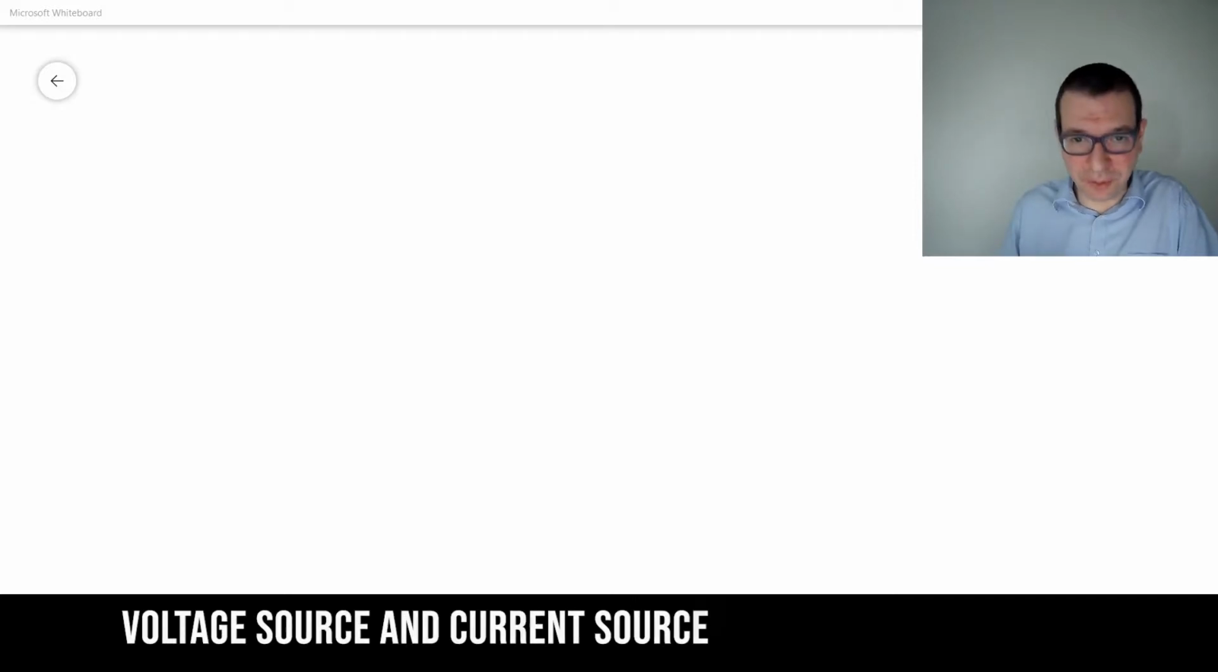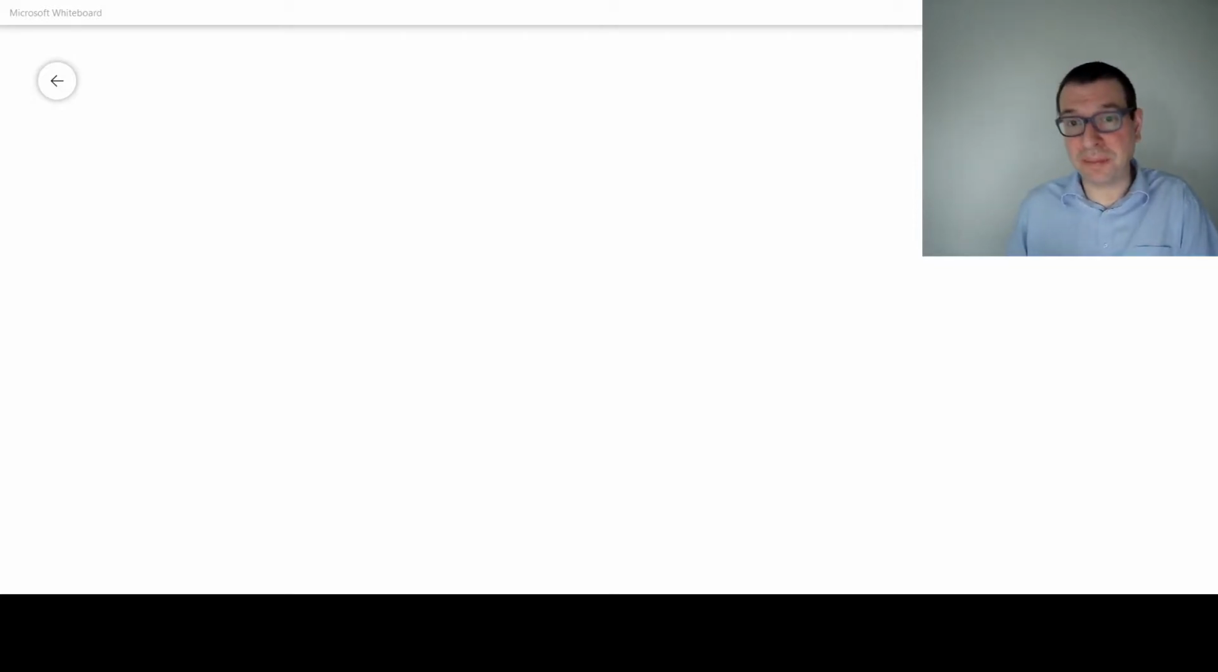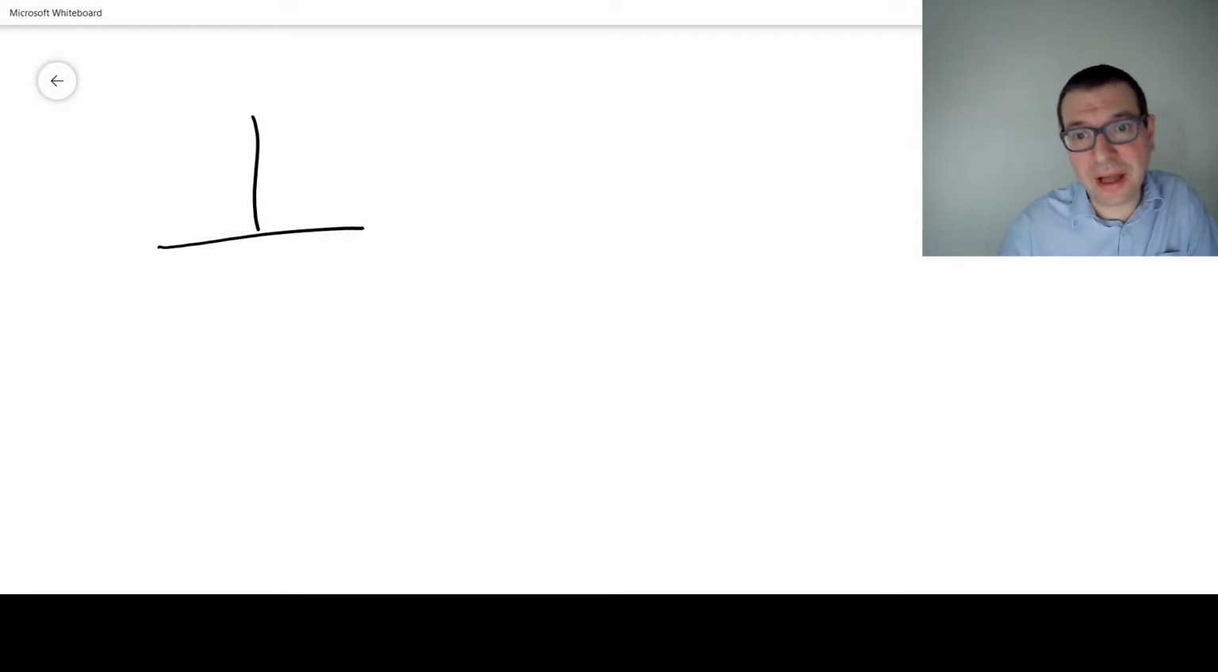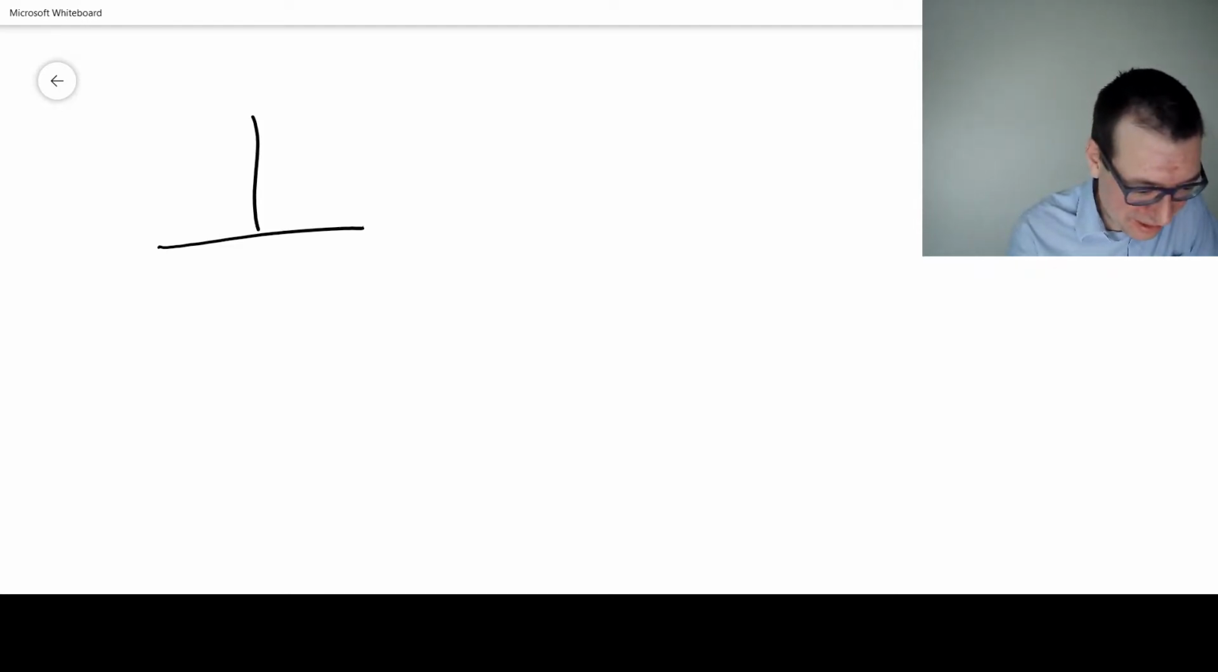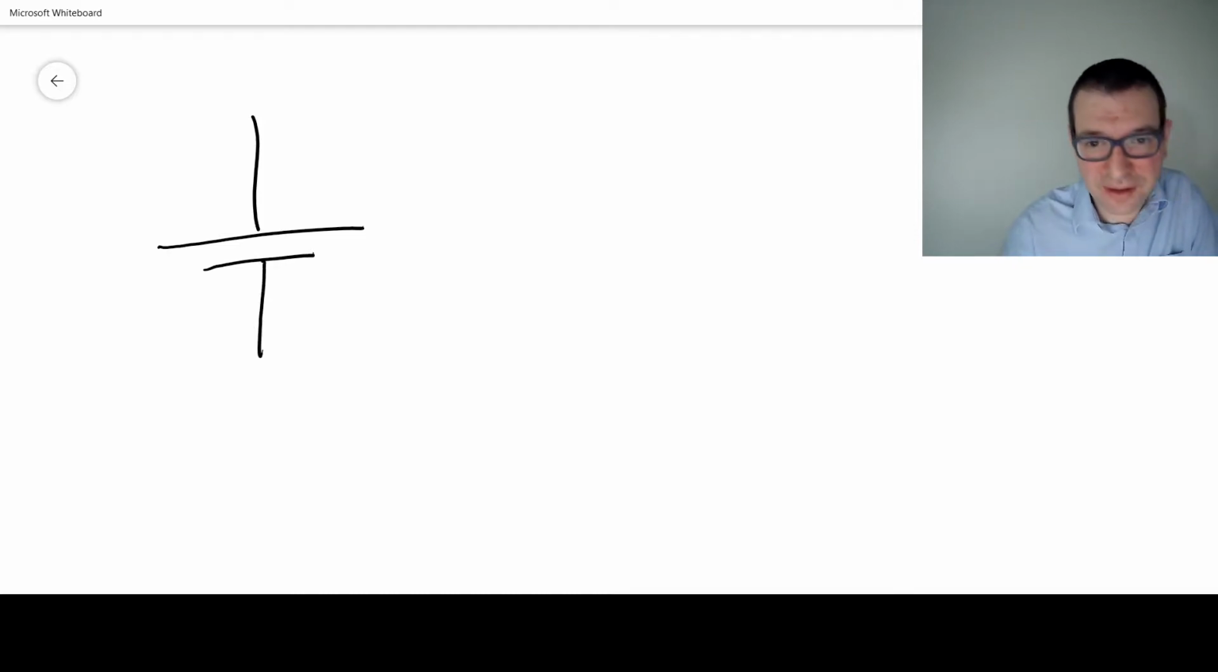So let's start with the voltage source, which you're very familiar with because we use voltage sources all the time, namely batteries. Batteries are one form of voltage source. The symbol of a voltage source is two lines of unequal length, and that's important once we also add capacitors to our diagrams. So this is what it would look like. A voltage source gives you a predefined amount of voltage.